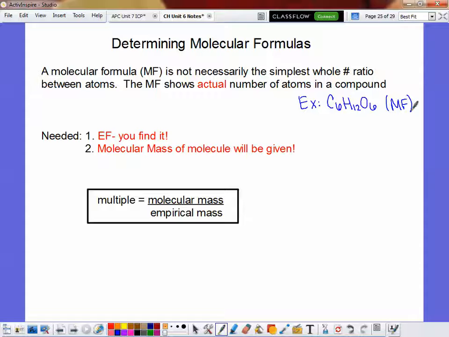Is C6H12O6 the empirical formula? No. Why not? Because what? It's not the simplest whole number ratio. You can simplify those subscripts. What would be the empirical formula of glucose?